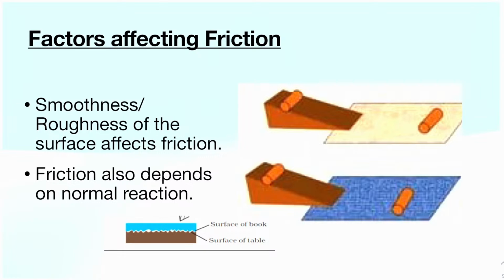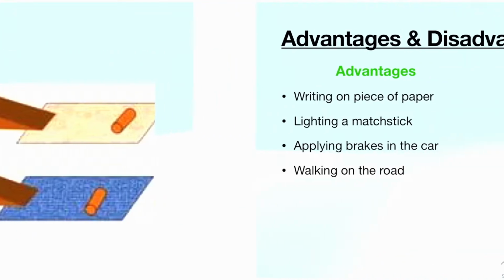So what are the factors affecting friction? One, the smoothness and the roughness. The second one is the normal reaction. Heavier the object, greater is the friction to move it. Lighter the object, it will be easier for us to move the object.